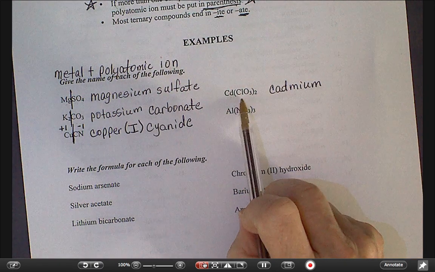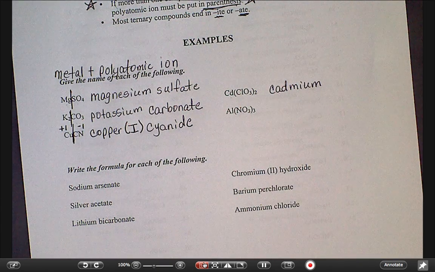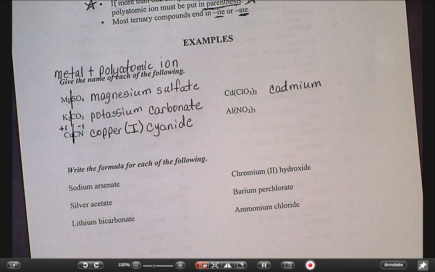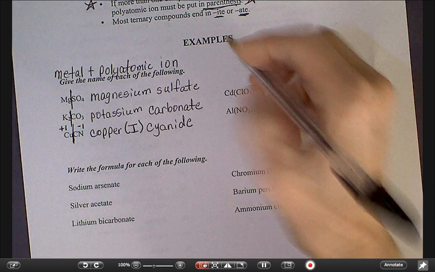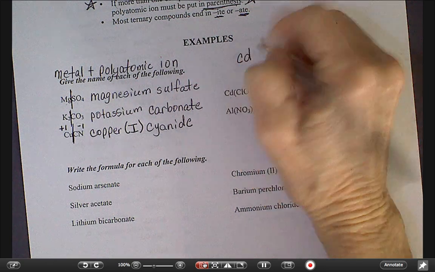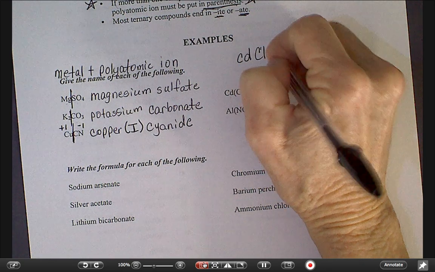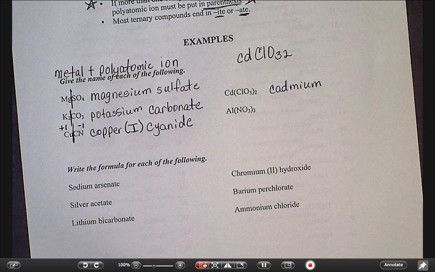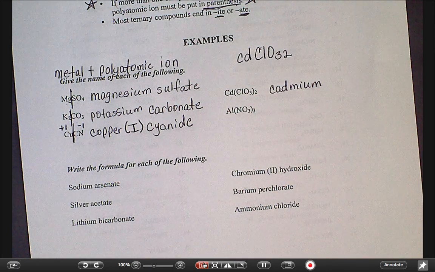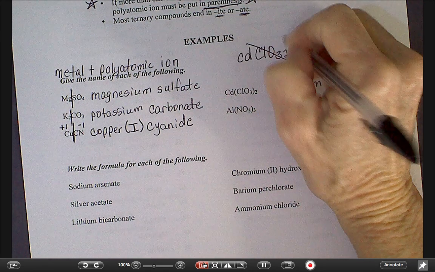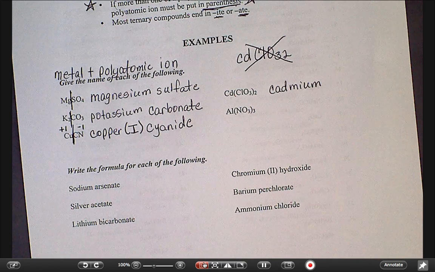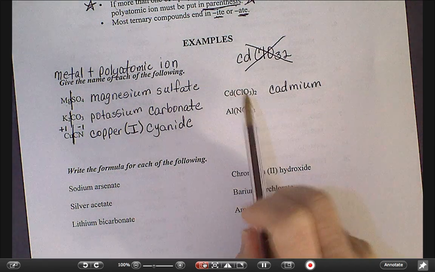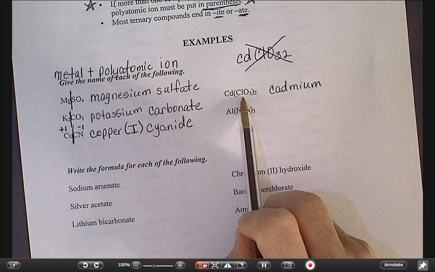Can somebody tell me why ClO3 is in parentheses? Because you need two of them to balance it out. Exactly. Now then, if they did not put ClO3 in parentheses, it would have become ClO32. Is that correct? No. That's why, when you do crisscross, you have to put the polyatomic in parentheses.